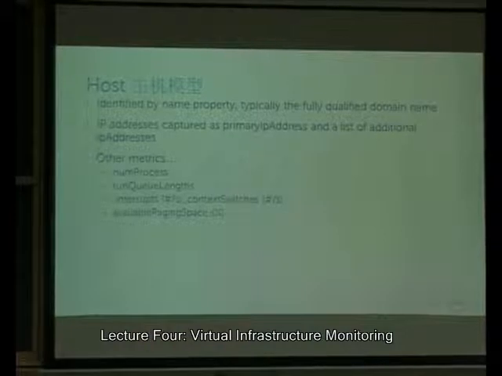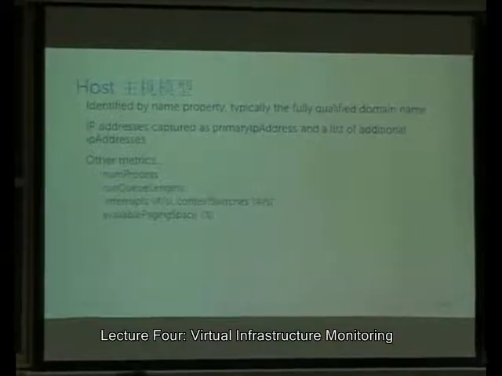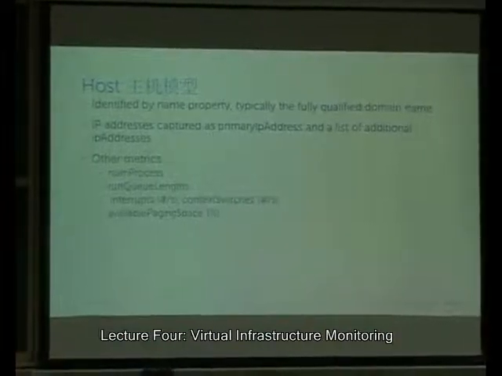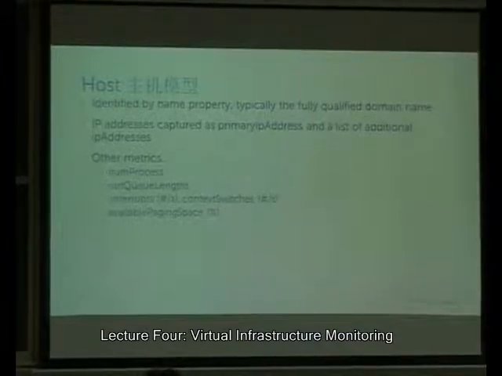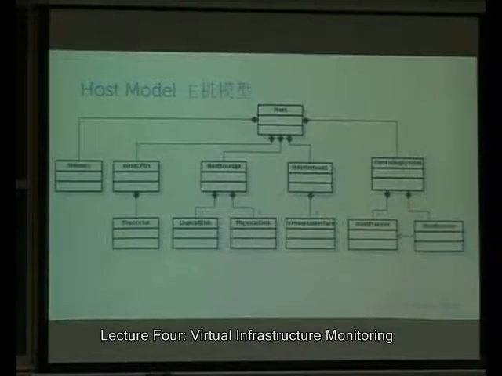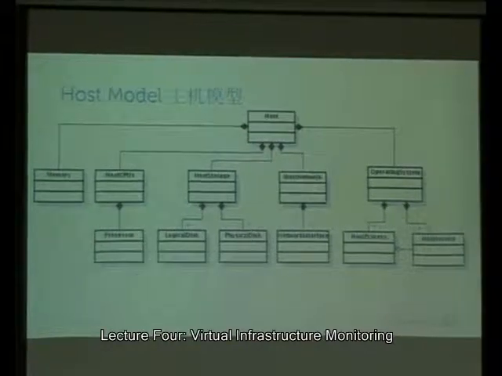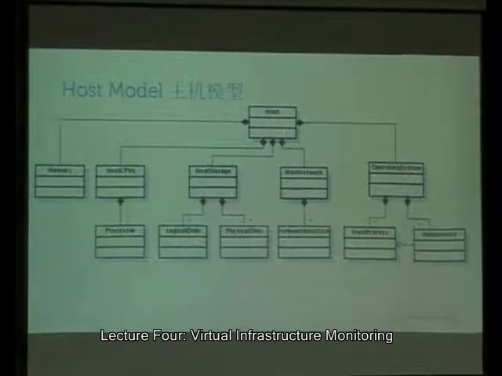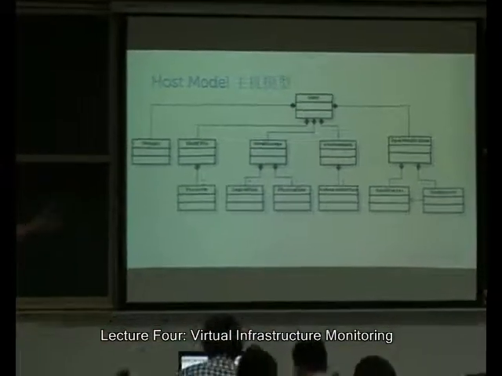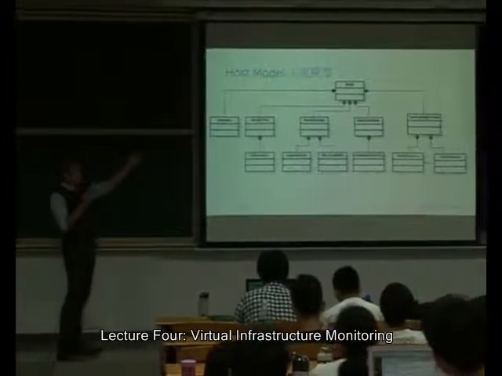Other metrics on the host include the number of processes that are running, the run queue length, the number of interrupts and context switches, both measured as rates, and the available paging space. So these are standard host summary metrics that we collect. For every host, we get this information. By the way, one thing I should mention: the reason a host isn't a single object with a whole bunch of metrics in it is so that we can minimize the space that's used. If we had all of the properties and metrics in one object, we would be wasting space for every single host.